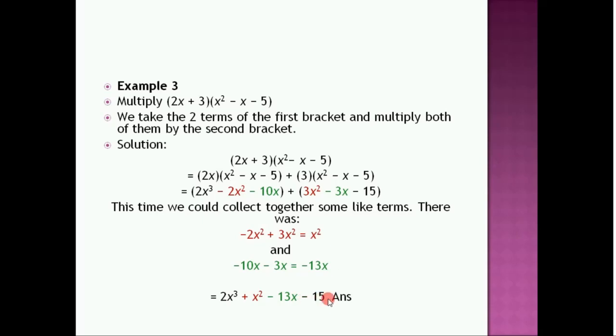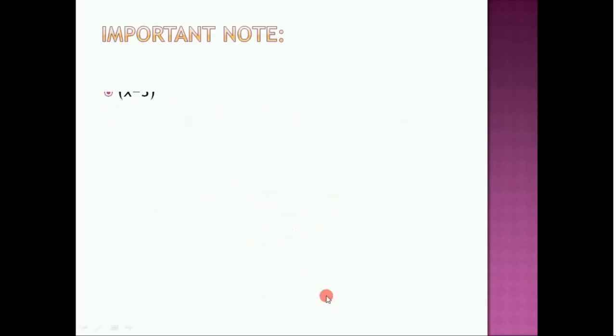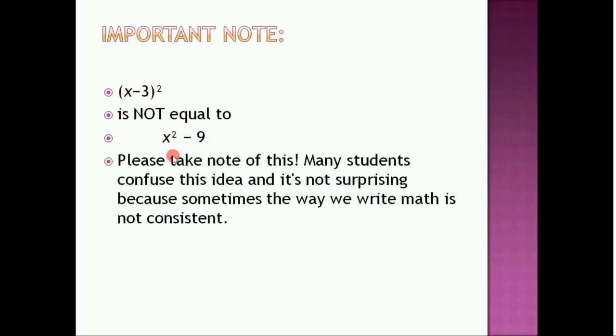This is the answer. Here it is an important note that x minus 3 whole squared is not equal to x squared minus 9. X minus 3 whole squared and x squared minus 9 are two different things. Please take note of this. Many students confuse this idea, and it is not surprising because sometimes the way we write math is not consistent.